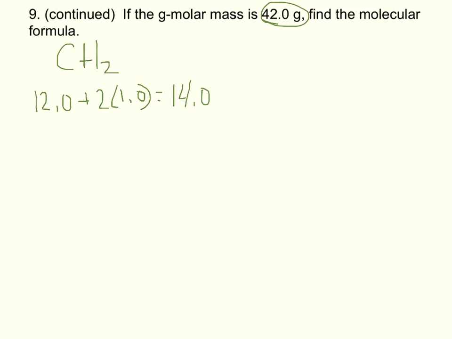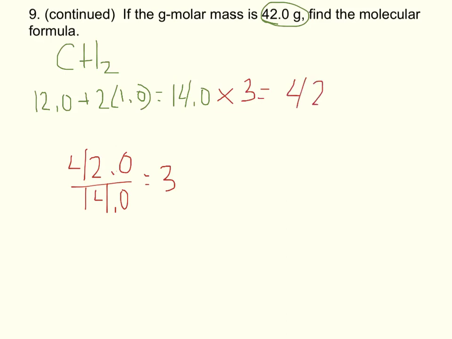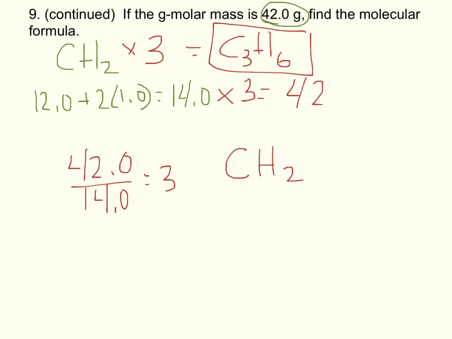So what am I going to have to do to this 14 to make it equal to 42? And I'll do the same thing to the empirical formula. So I'll say 42.0 divided by 14.0 is equal to 3, which means that if I took 14.0 times 3, I'd get 42. So I'm going to take CH2 times 3 and get C3H6. The molecular formula is literally how many of the atoms are in a molecule. So even though there's 1 carbon for every 2 hydrogens, the ratio, in this molecule there are actually 3 carbons and 6 hydrogens. The first one is empirical, and the second one is molecular.